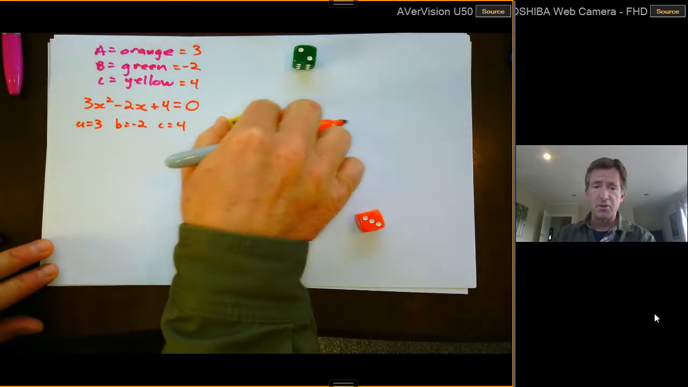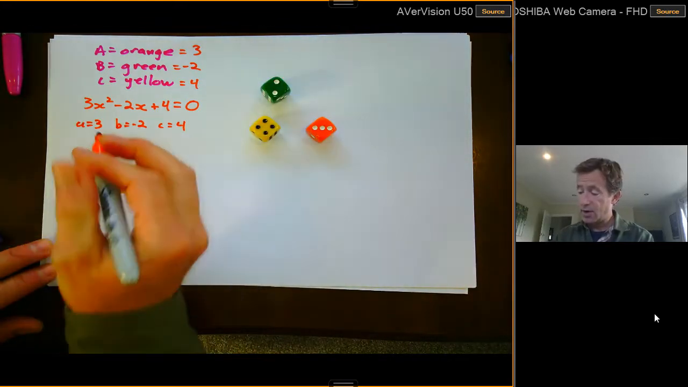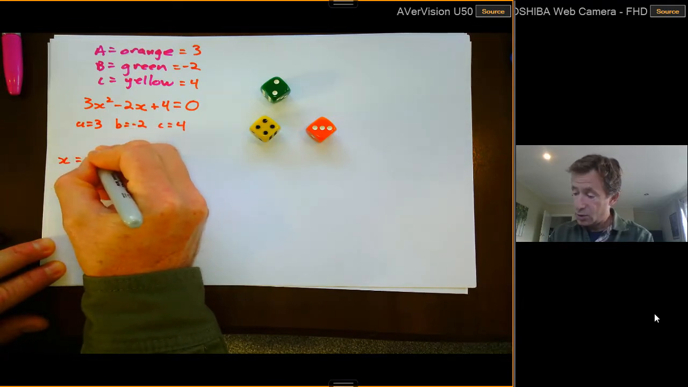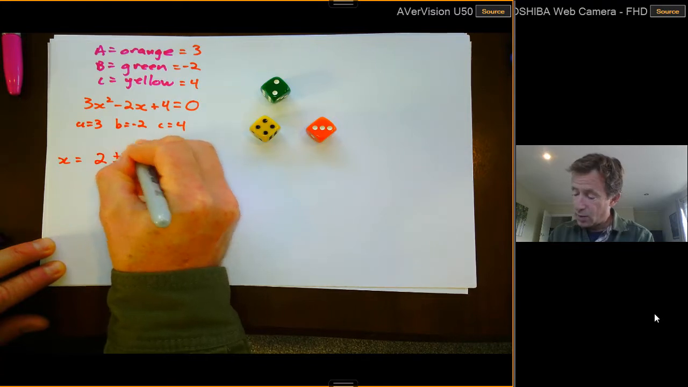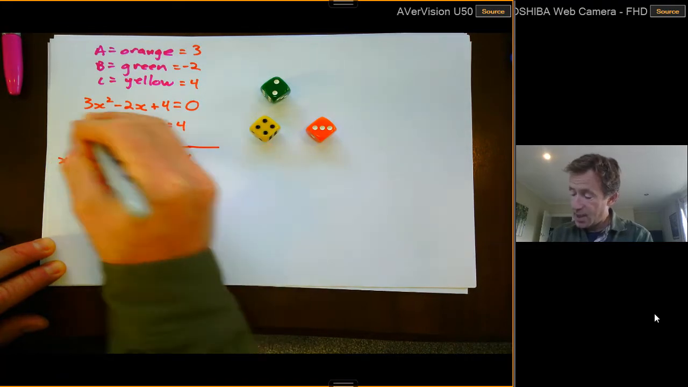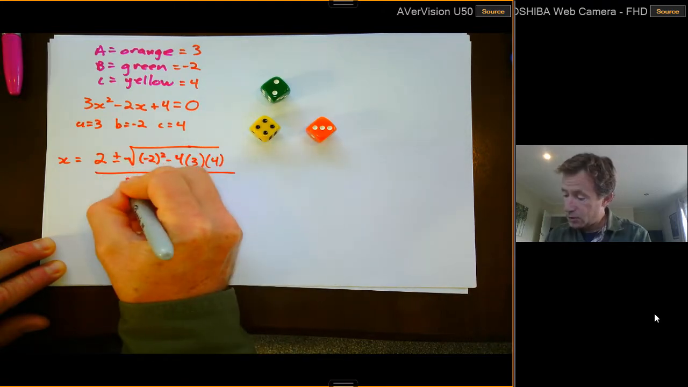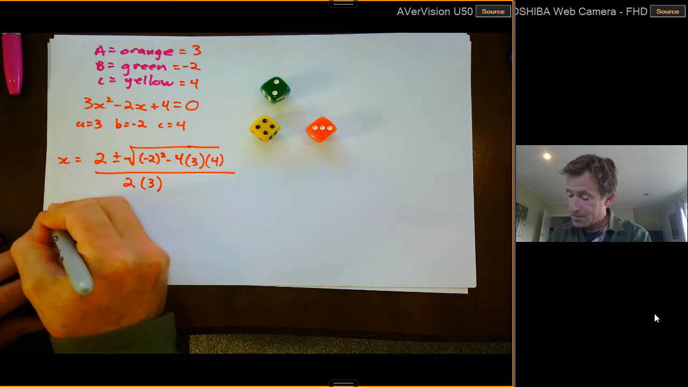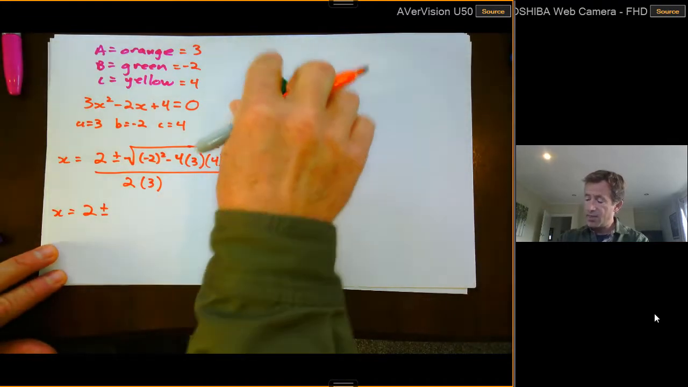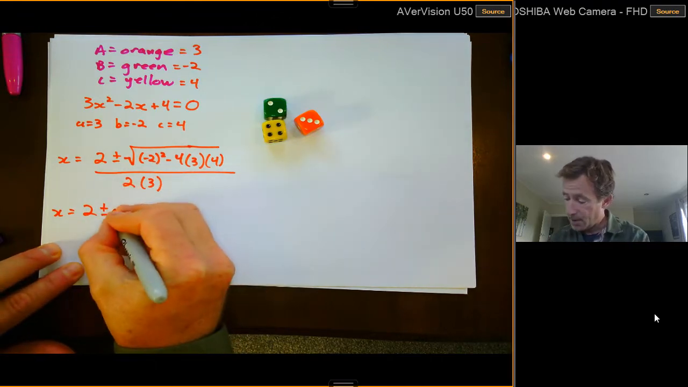If you don't want to stay through this part of the video, you don't have to, but I just randomly rolled, and let's see if I get a real solution or not. x equals negative B, the opposite of B, which is 2, plus or minus the square root of B squared, negative 2 squared, minus 4 times A, which is 3, times C, which is 4, all over 2 times 3. I think I'm going to get a non-real solution. Let's just see.